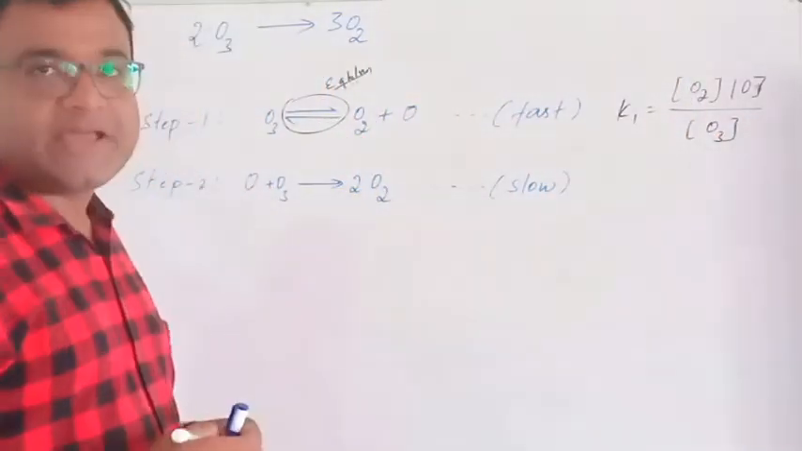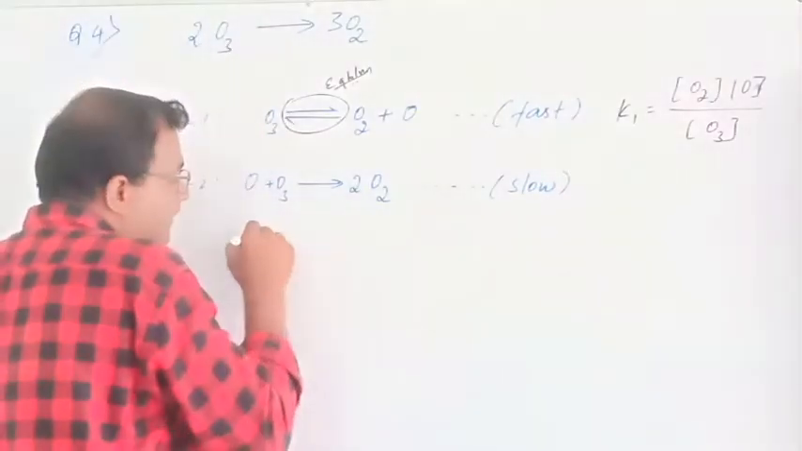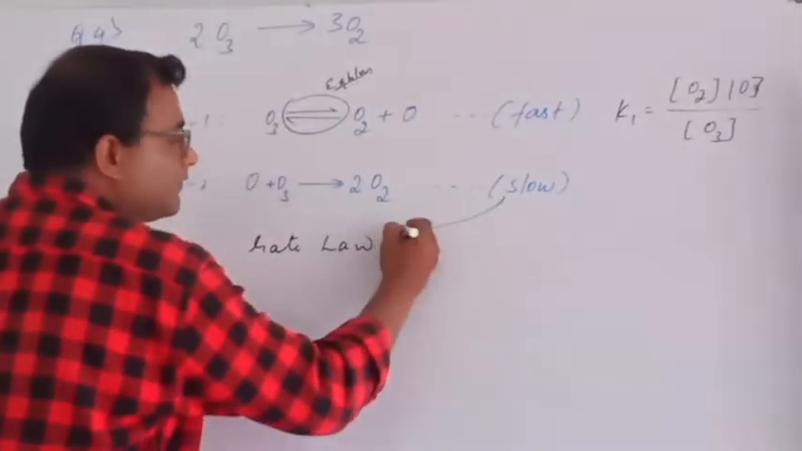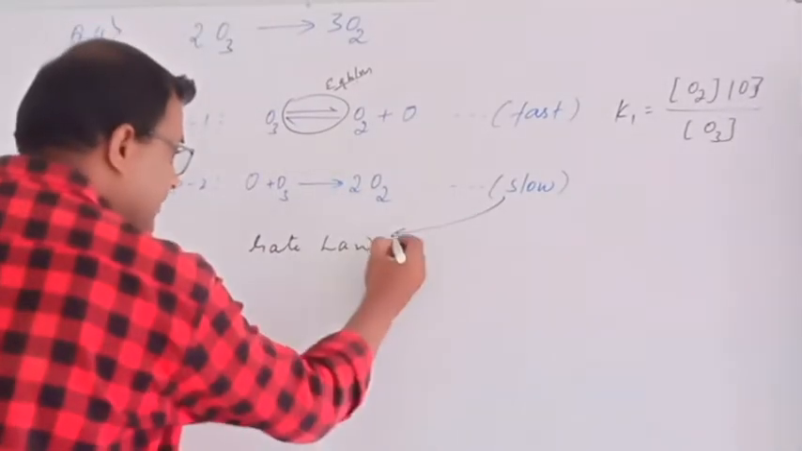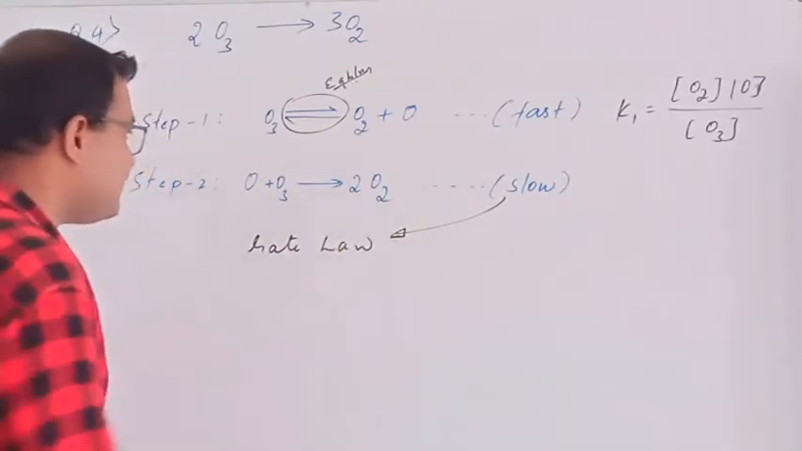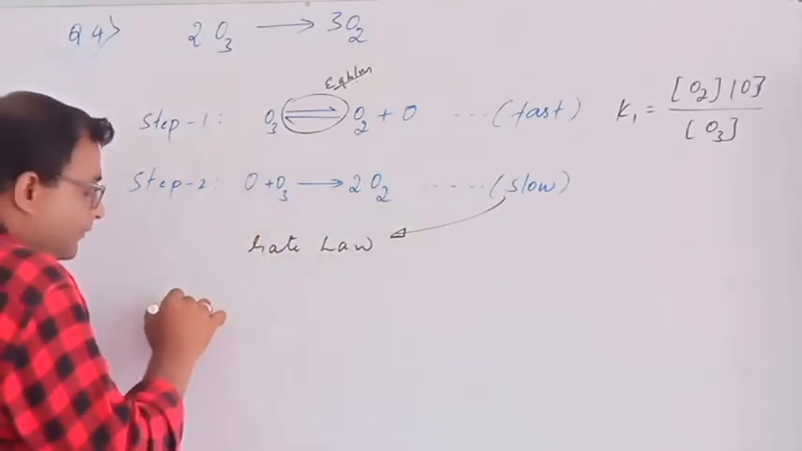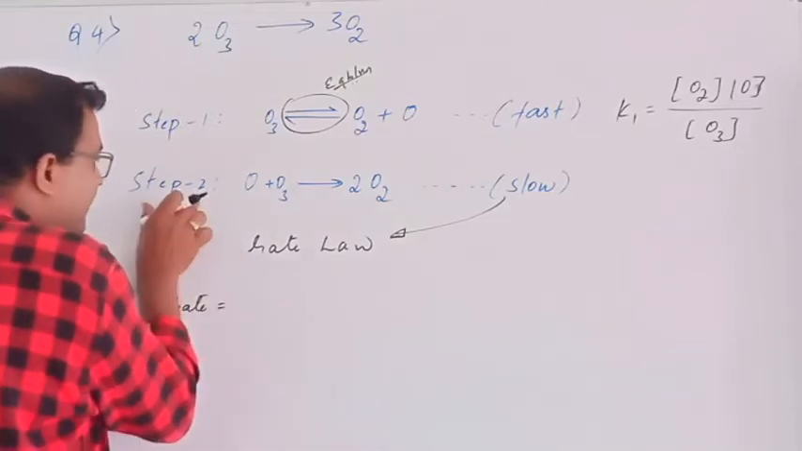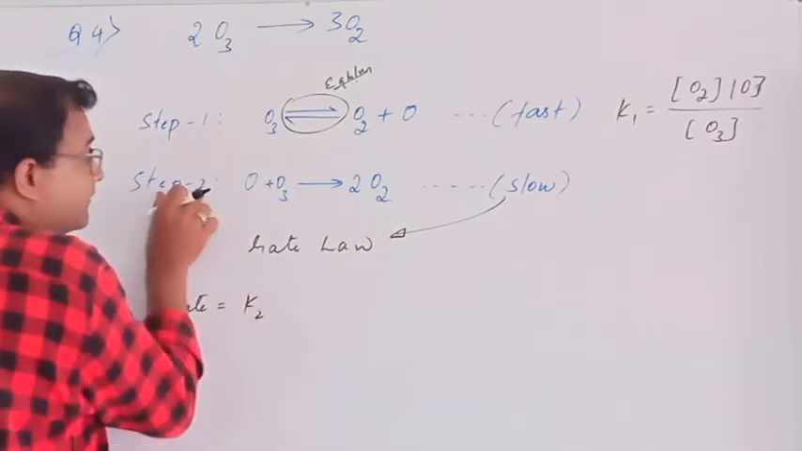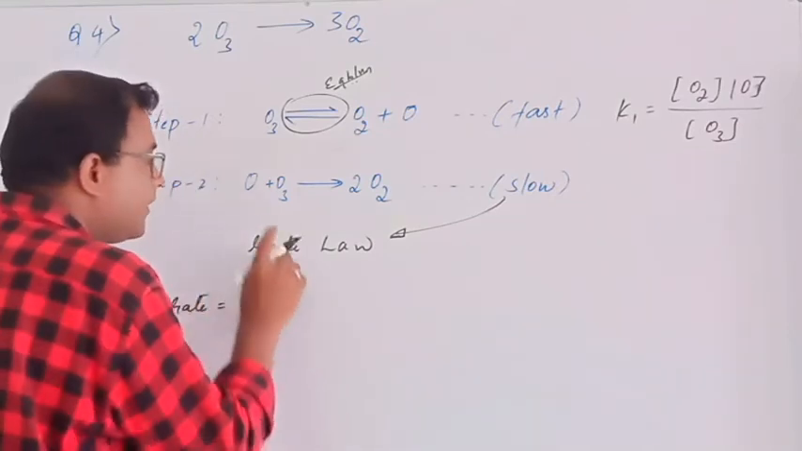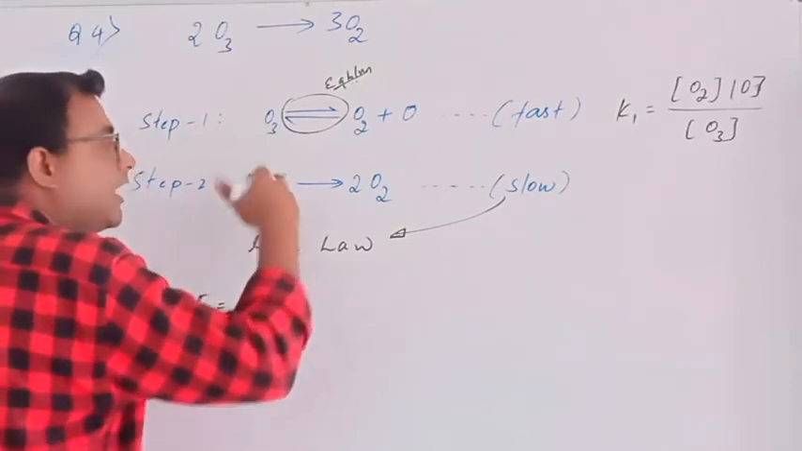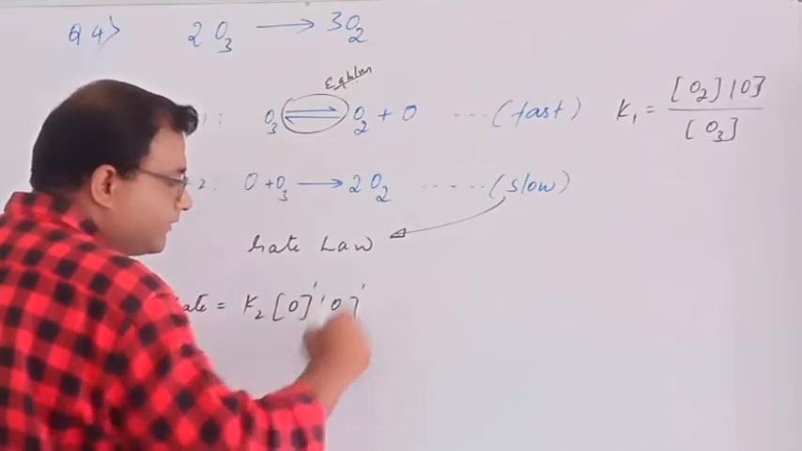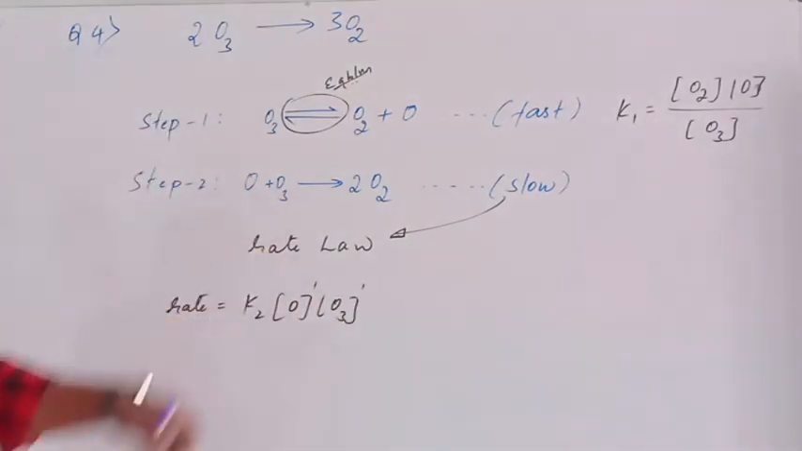For this particular reaction, we can apply the rate law. Why? Because it is the slowest step, which is the rate determining step. Slowest step is the rate determining step. So apply the rate law. So rate, that is R, is equal to K2, the second step, into molar concentration of the reactant raised to appropriate powers. This is the way of writing the rate law for this particular reaction.